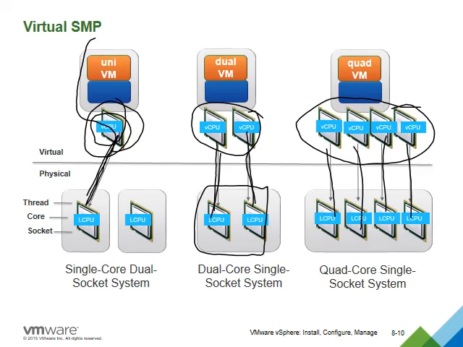When a single vCPU or multiple vCPU virtual machine must be scheduled, the VM kernel maps the vCPU to an available logical processor. Like this one, we could go add another CPU and it will map to that logical CPU because it has a logical CPU available.